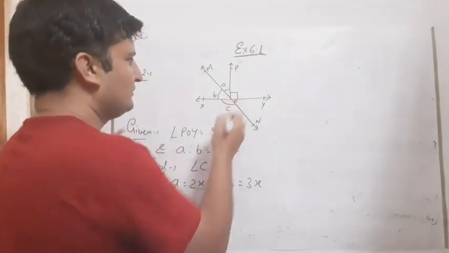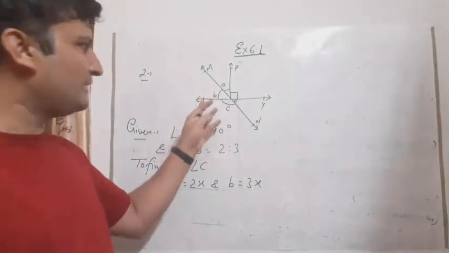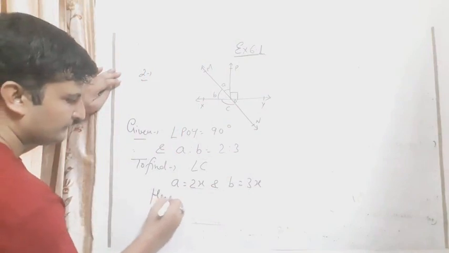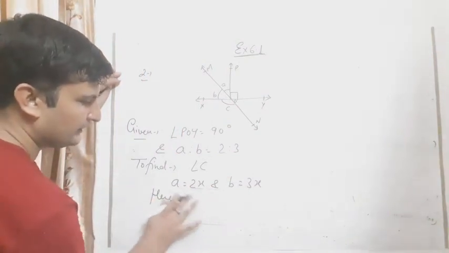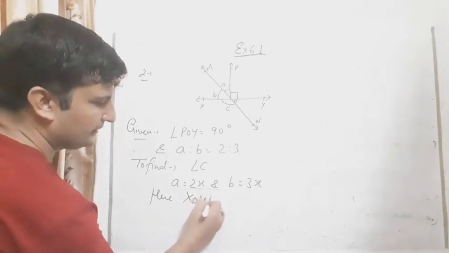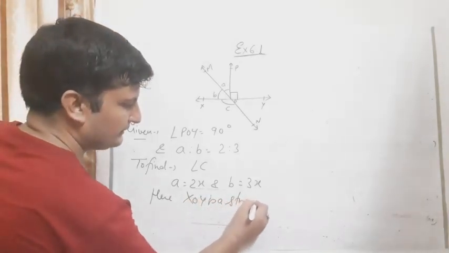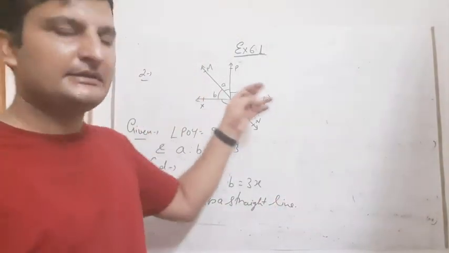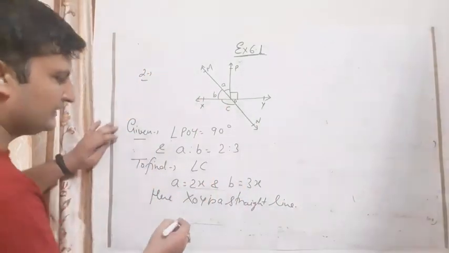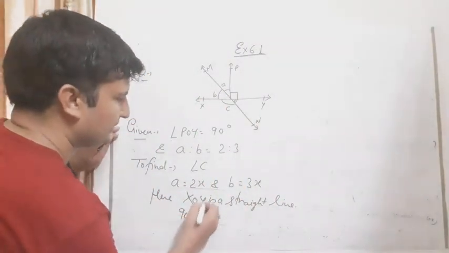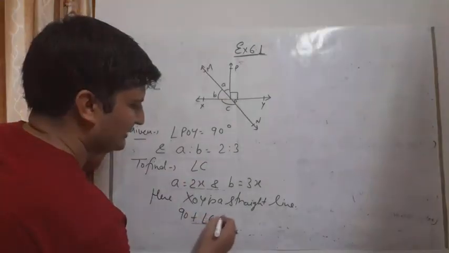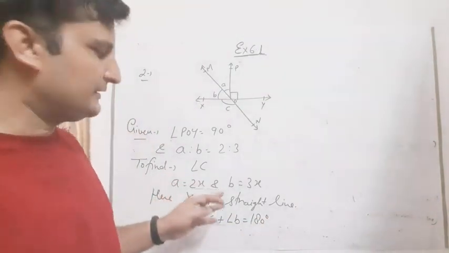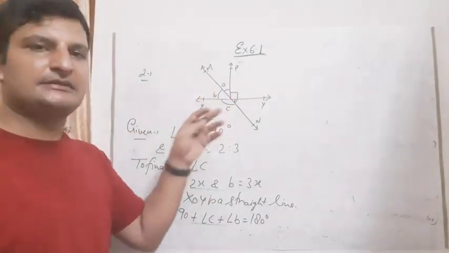This point is O. XOY is a straight line. So we know that the sum of the angles on a straight line is 180 degrees. So we can write 90 degrees plus angle A plus angle B is equal to 180 degrees, because this is a straight line.